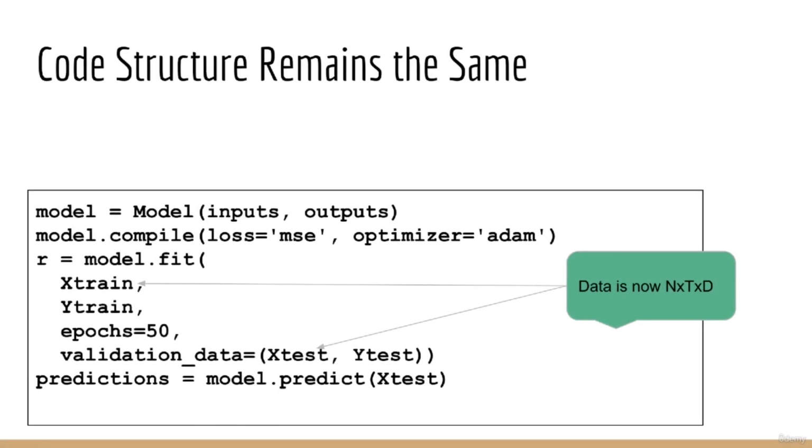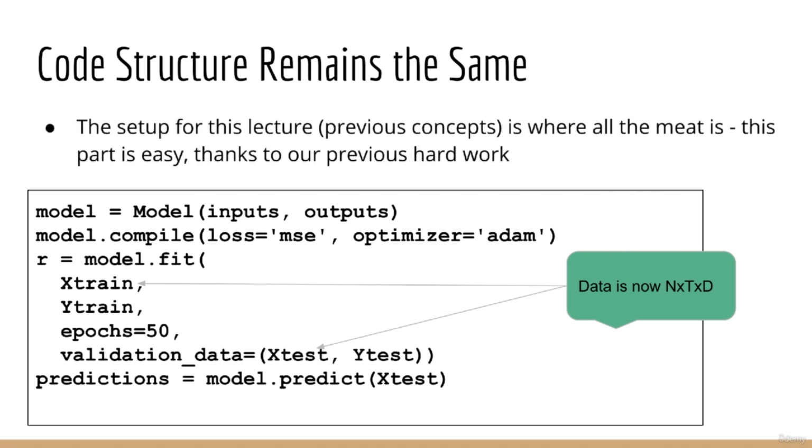Okay, so the first thing we will discuss is that the structure of this code is no different than what we had for ANNs and CNNs. You'll find that the setup for this video, meaning the previous conceptual lectures, is way more meaty than the actual implementation. Thanks to our hard work in the previous section, we already know most of what to do. The new parts are really just learning about the syntax for the new layers. So without further ado, let's review what we've already learned.